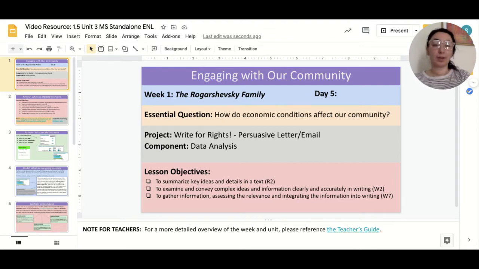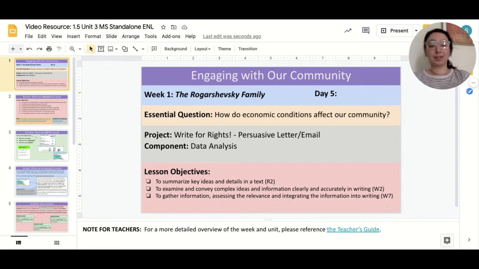Today the students will be working on the data analysis piece of the final project for this unit, which is the persuasive letter or email to their city council person. So the lesson objectives for today are all standards connected to summarize key details and ideas in a text, to examine and convey complex ideas and information clearly and accurately in writing, and to gather information, assessing relevance, and integrating the information into writing.